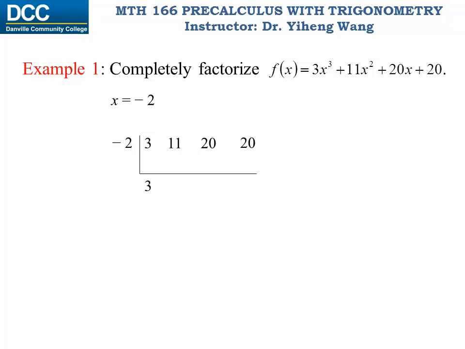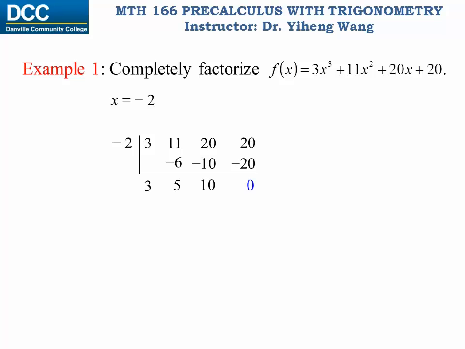Write down the first coefficient, multiply it by -2, -6, and then we do addition. 11 plus -6 is +5. Multiplication, -10, addition again, 10 times -2, -20, and then addition again. Here, the remainder is 0. That's what we wanted to see.